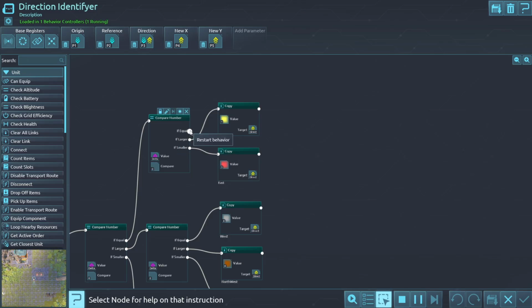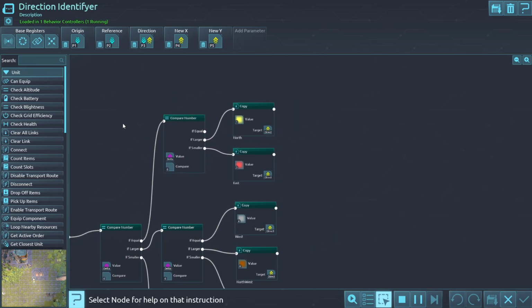If it's also equal, it means we haven't moved at all, and we go right back to the beginning of the behavior. Or we exit out of the behavior because we're not moving, so it doesn't matter. Or we're on top, right? The 2 points are on top of each other, so it doesn't matter. But then if the delta y is larger than 0, meaning we've gone up, right?